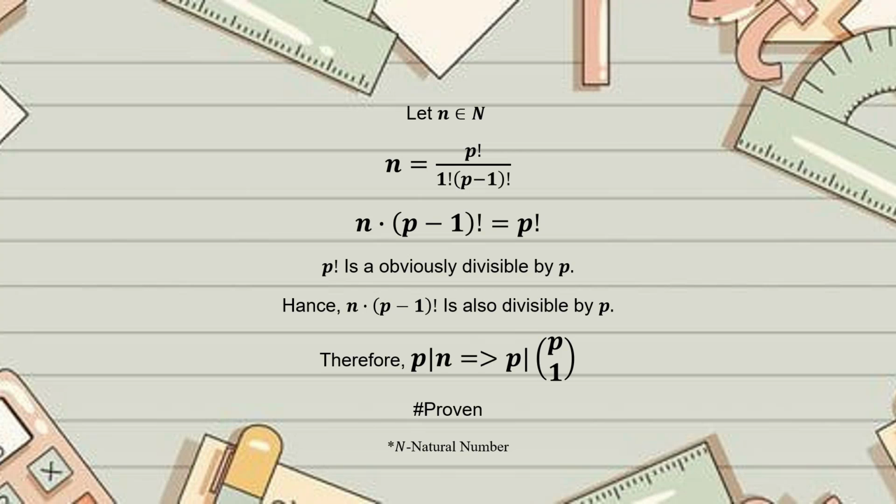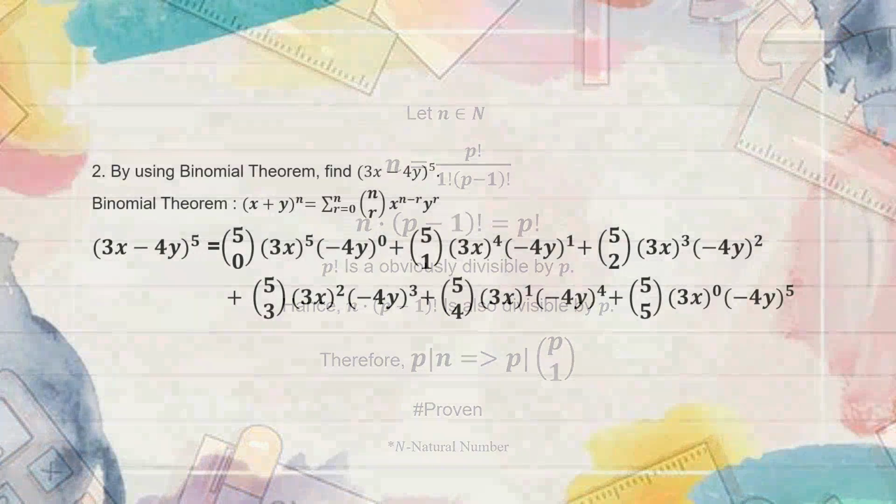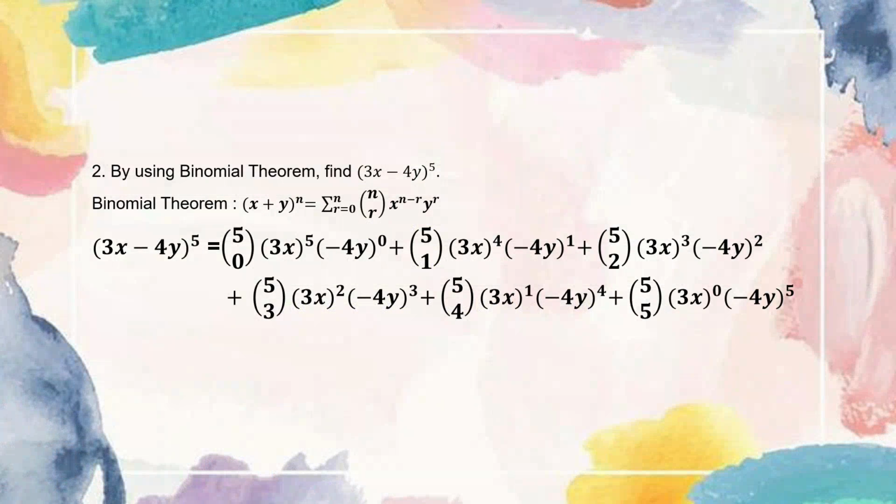P factorial is obviously divisible by p, hence n times p minus 1 factorial is also divisible by p. Therefore, p divides n, p divides combination p1. It is proven. By using the binomial theorem, find 3x minus 4y to the power of 5.